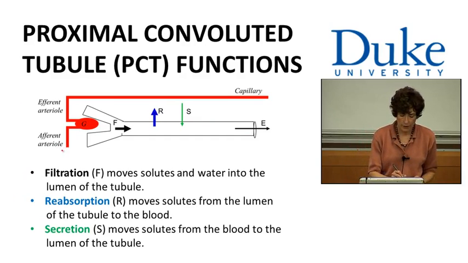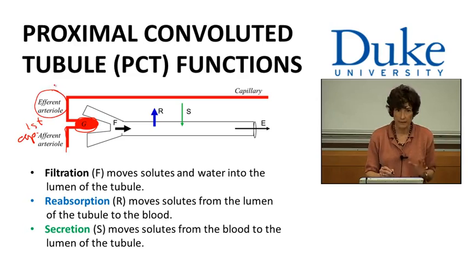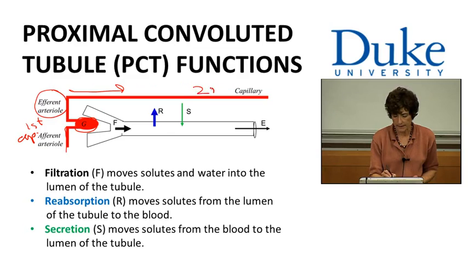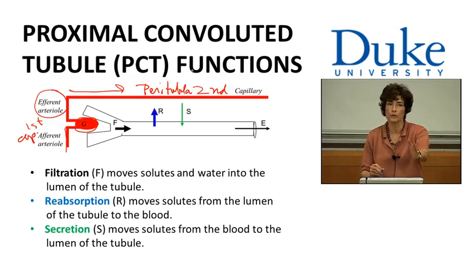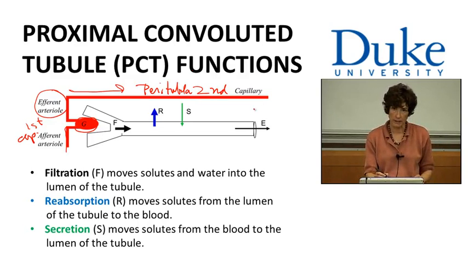So we have the afferent arteriole, which is feeding into the glomerulus, and that's our first capillary bed. That first capillary bed is drained by a second arteriole, the efferent arteriole. The blood then drains into the second capillary bed, which is called the peritubular capillary, and the peritubular capillary runs along the renal tubule within the kidney.